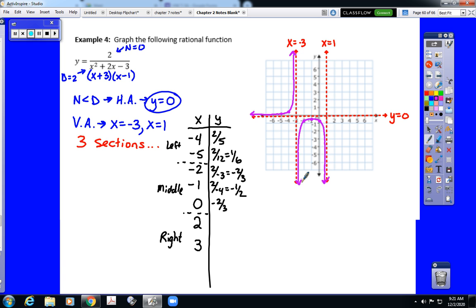Finally, with the right section, with 2 and 3, we plug those numbers in. When we put 2 into this function, we get 4. Plus 4 is 8, minus 3 is 5. So that would be 2/5.